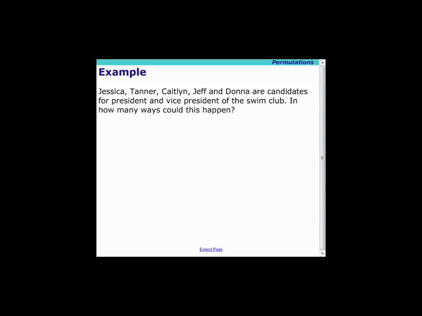So for example, here's another one. Jessica, Tanner, Caitlin, Jeff, and Donna are candidates for president and vice president of the swim club. In how many ways could this happen? Well, I want to pick a president and I want to pick a vice president. Fundamental counting principle. Can you see it? So now I just say, okay, how many people could I have in for president? So 1, 2, 3, there's 5.